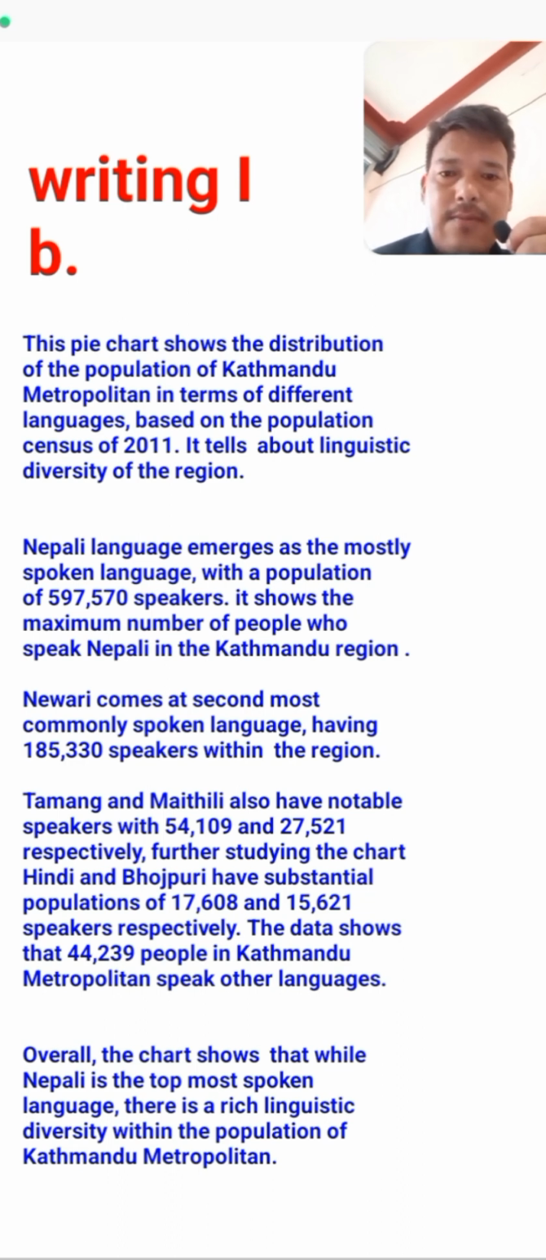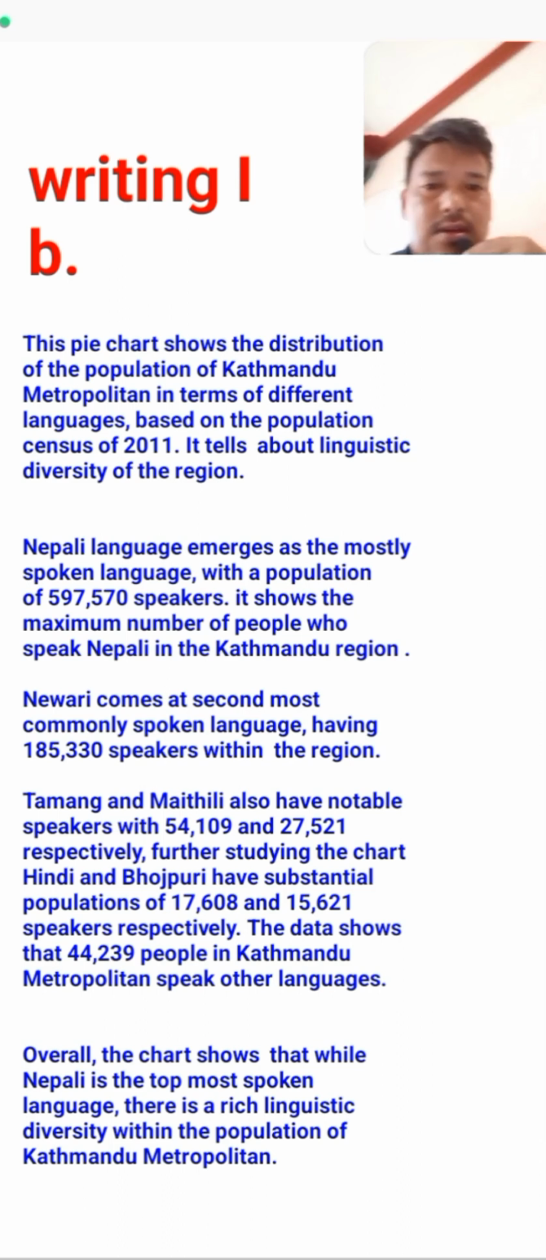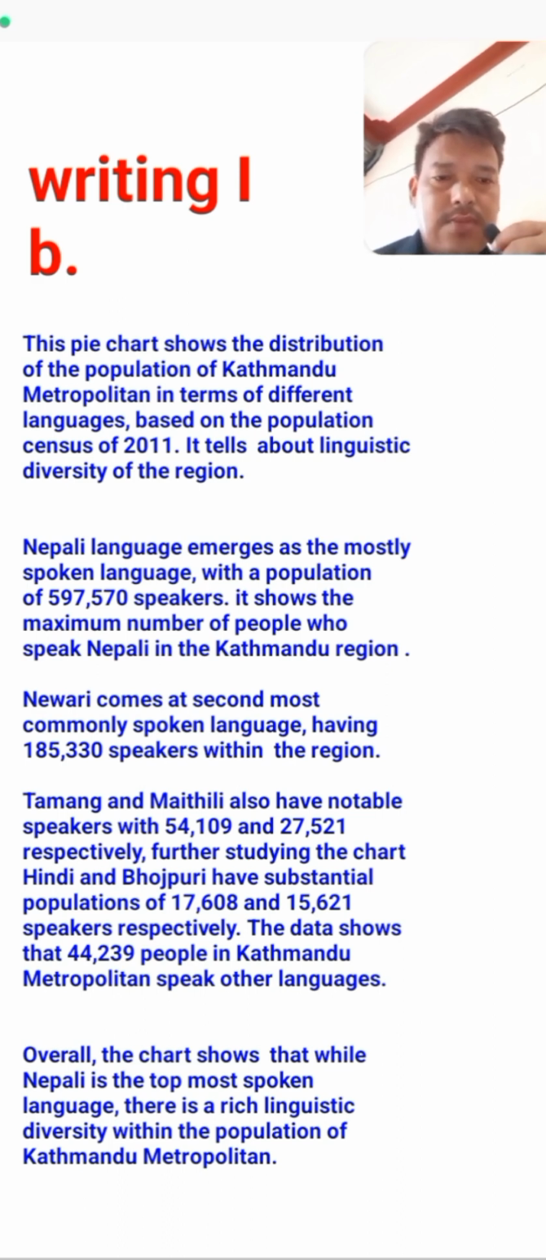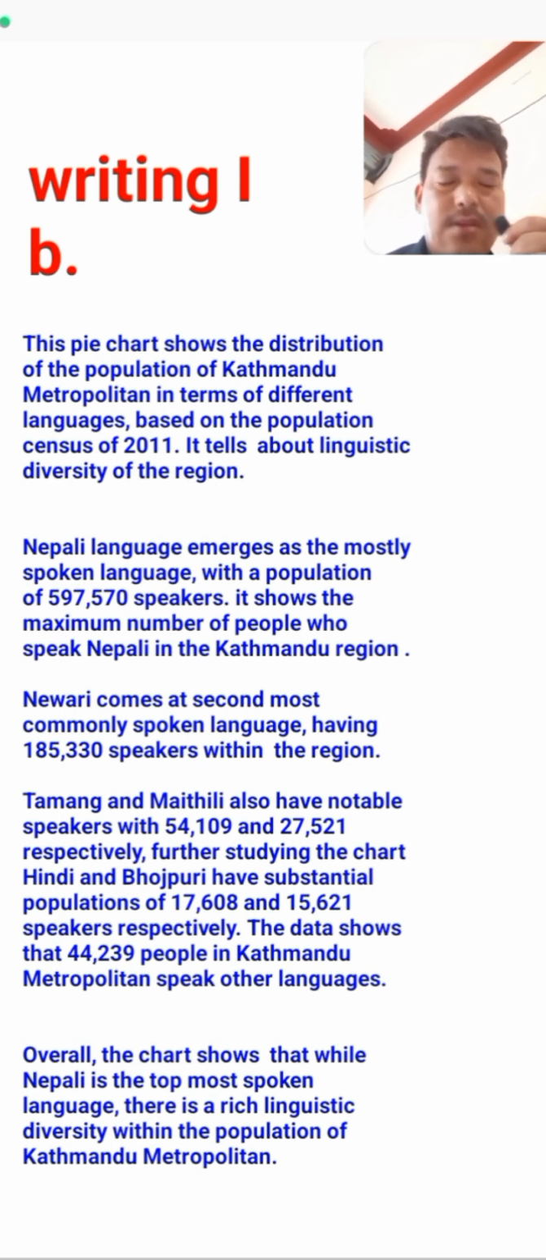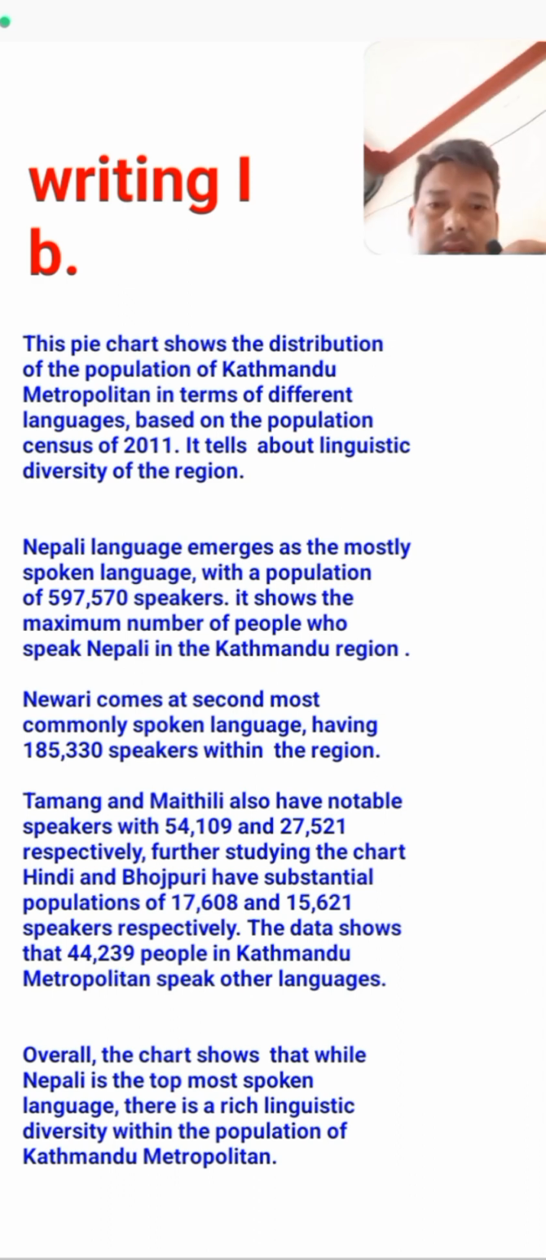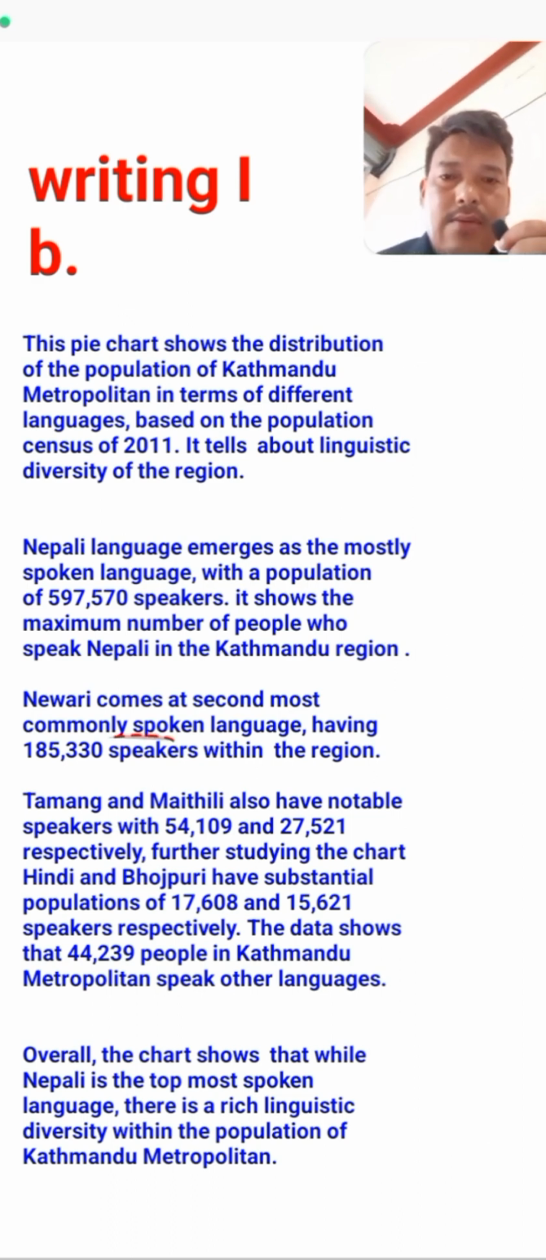And now there are some other languages like Newari also. Yes, we have Hindi, and there are so many. I think the second one is Newari. The percentage for Nepali is 61.26%, and the Newari language is spoken by about 90 thousand people in the region. It's a common spoken language, having 1,01,85,330 speakers within the region. Newari comes as the second most common language.